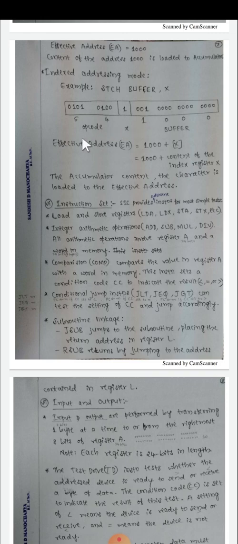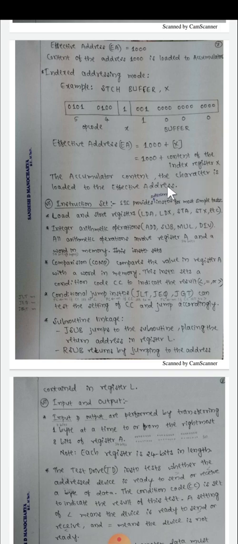To find the effective address or target address, we have to take the address and add the content of the index register X. So 1000 plus the content of the index register X. The character in the accumulator is then stored to the effective address.